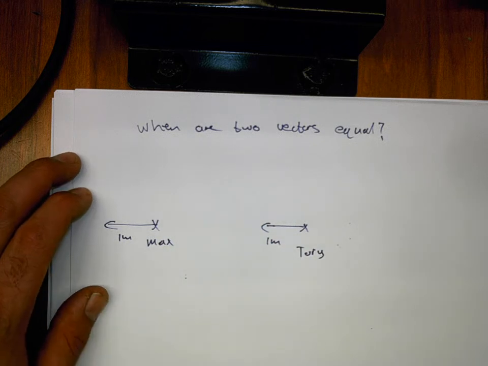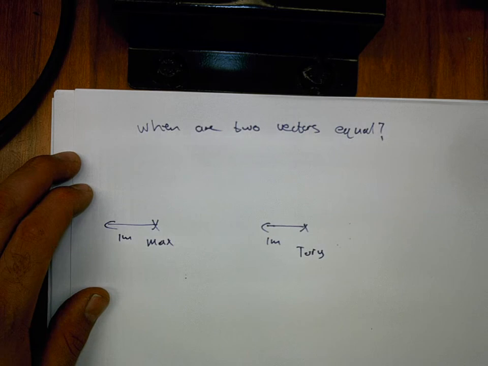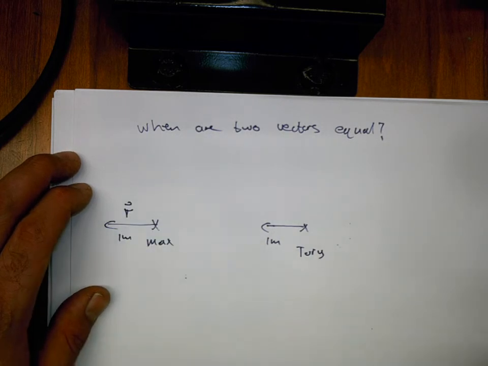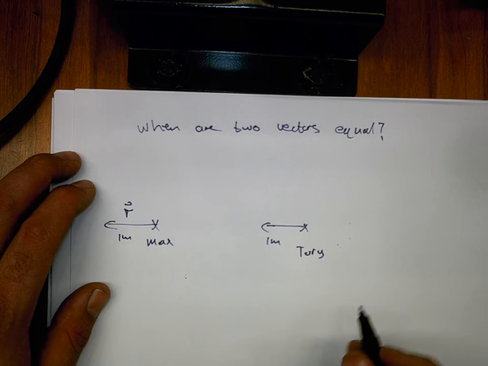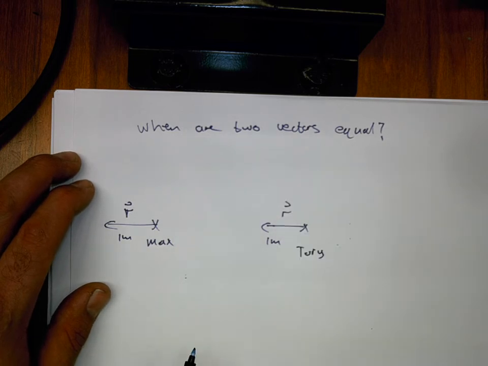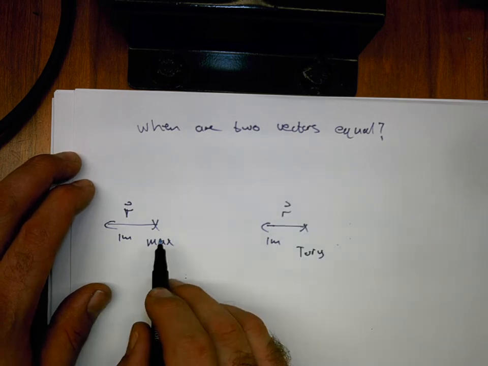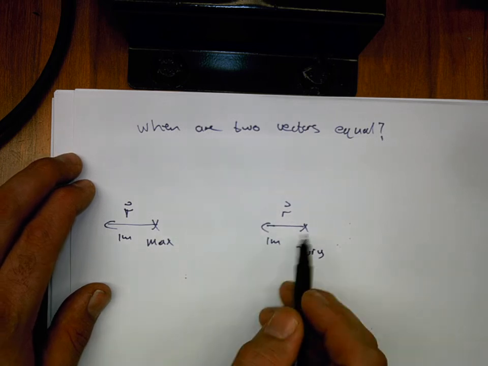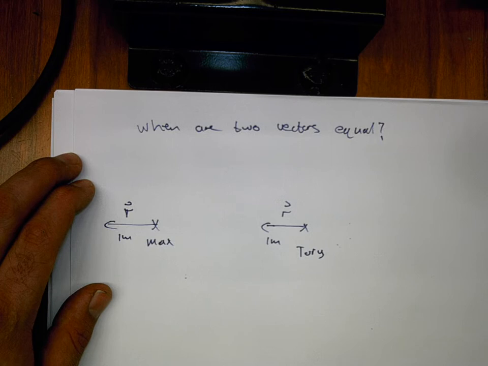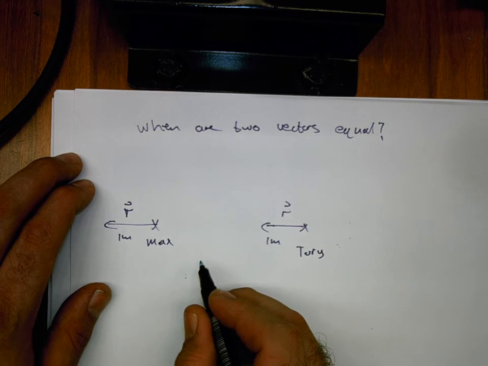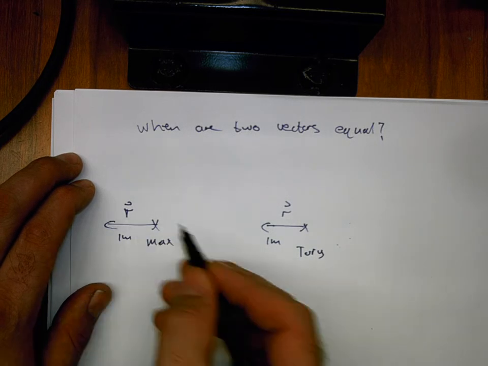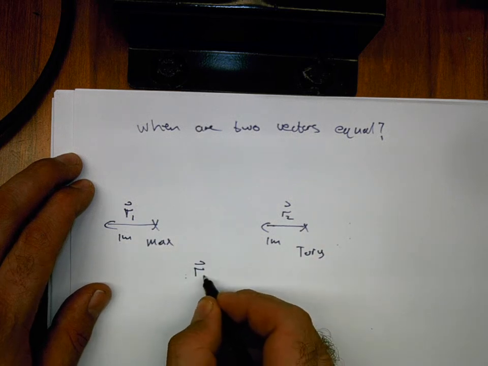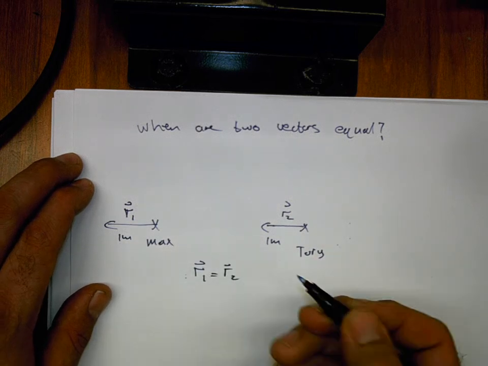So we can say, if we want to do it a bit more mathematically, Max had, let's say, a displacement, let's just call it again R, which equals 1 meter to the left. Tori had exactly the same displacement. And when I gave Tori the instruction, I said, change your position by exactly the same amount. So do exactly the same as Max did. So if we want to write this mathematically, if I call that R1, R2, I can say these two vectors are exactly the same.